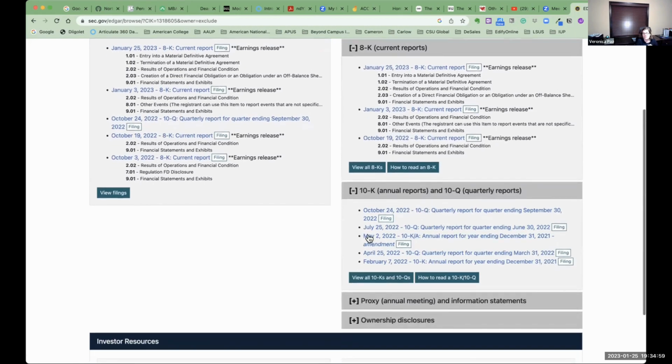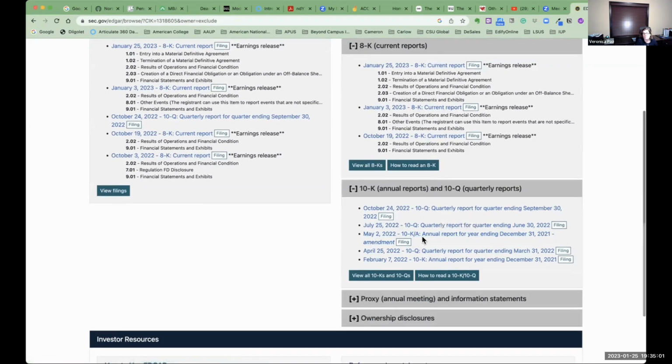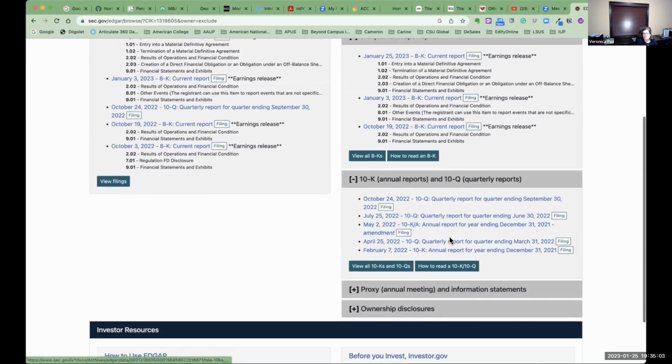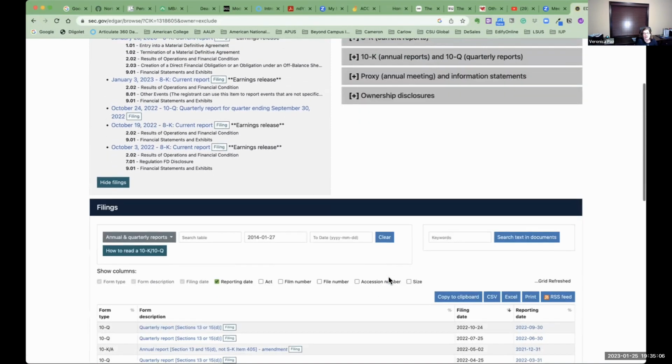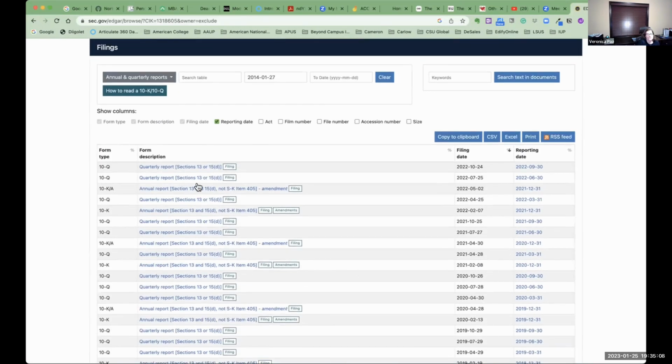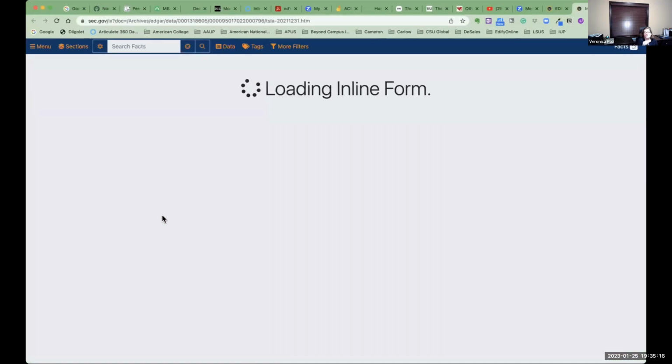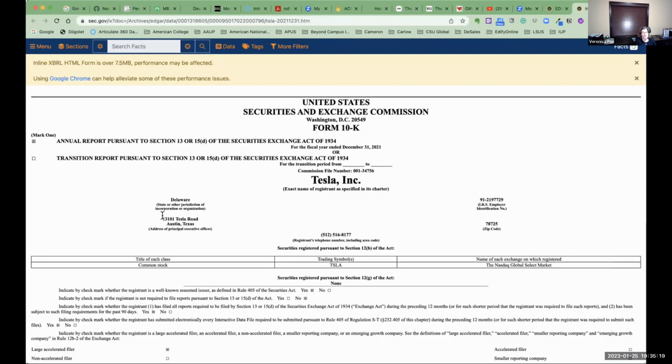If you click on that, and then if you look at the 10-K, these are the annual reports, and the Qs. Right here, we have a 10-K that was amended. That's the A here. So let's try to find our actual 10-K. Here you see the amendment, and then here you see the actual report. If we click on our 10-K here, you see how it's loading that inline form.